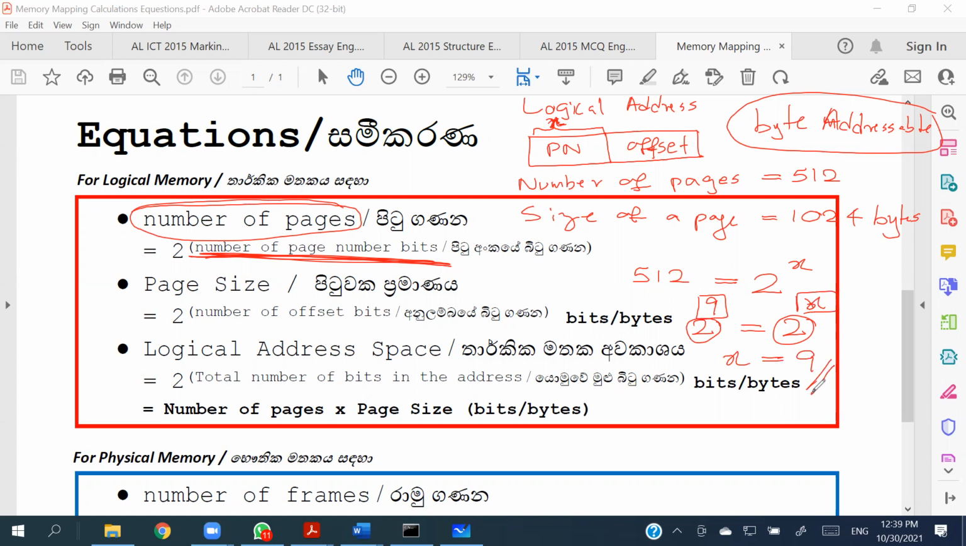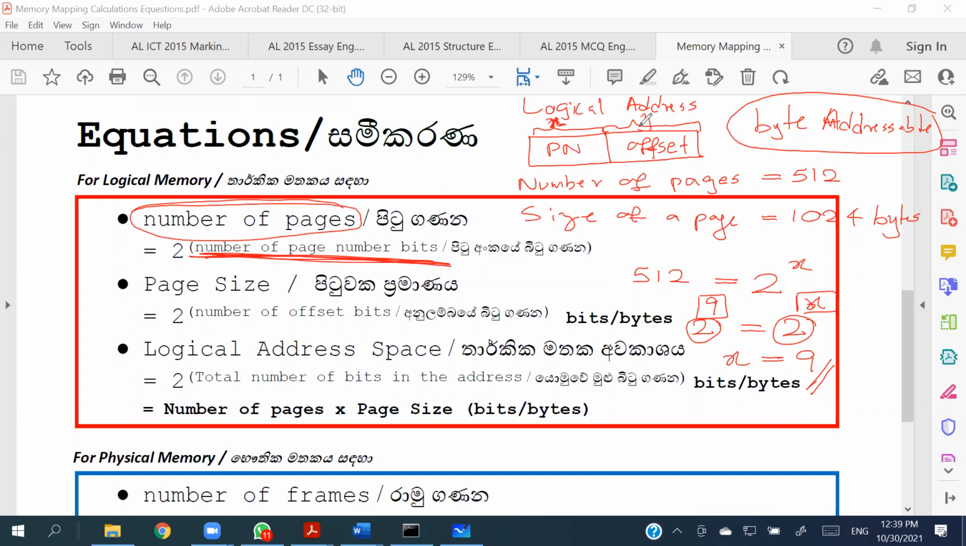Right. Tell me the number of bits in the offset. How many bits in the offset? Nikini, it's not the byte, right? The number of bits in the offset is just a number. Lakshani, that is correct. So it's just 10, right? Lalindi, that is correct. Very good.